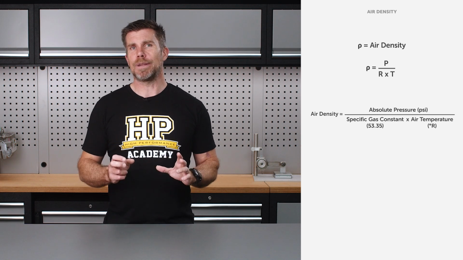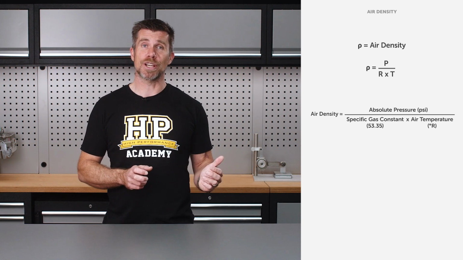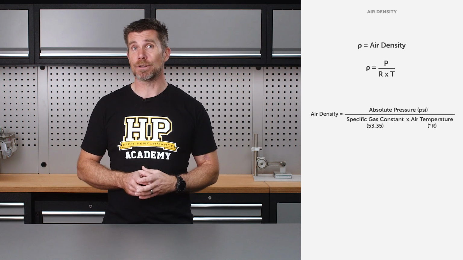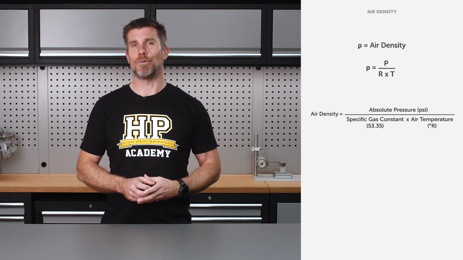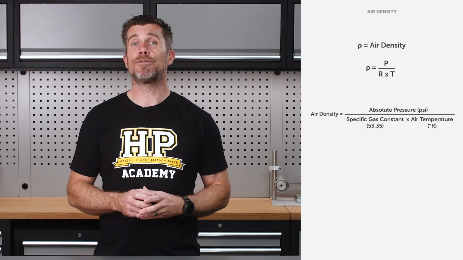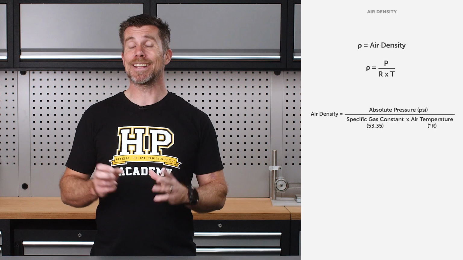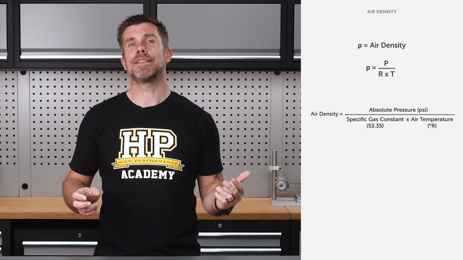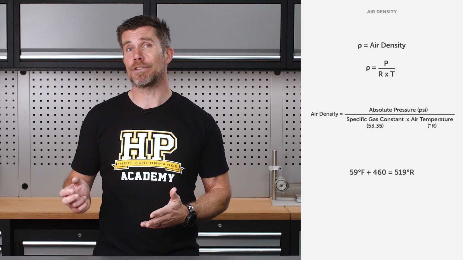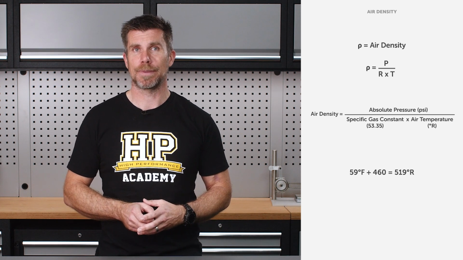I'll just briefly mention the Rankine scale before we move on. Similar to absolute pressure, the Rankine scale references absolute zero, which is the theoretical temperature at which all particles stop moving. This is equal to minus 460 degrees Fahrenheit, so to express temperature on the Rankine scale, we need to add 460 to the value. In this case, our standard temperature of 59 degrees Fahrenheit would become 519 on the Rankine scale.